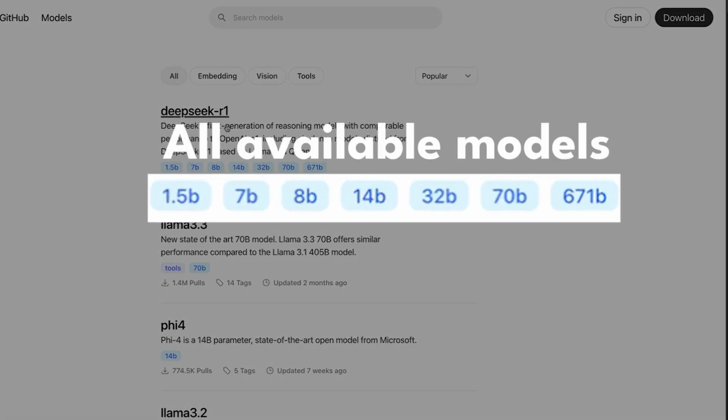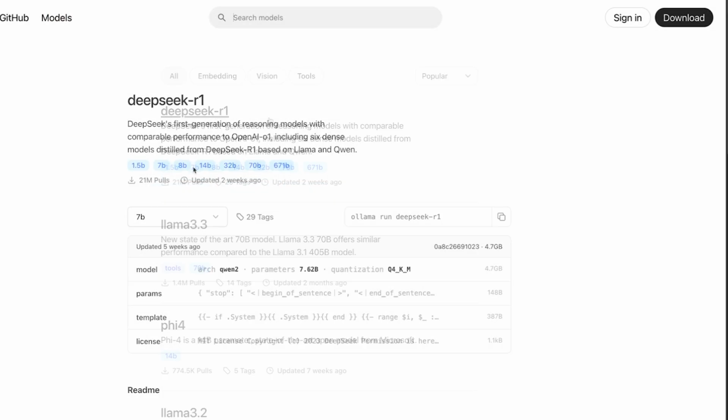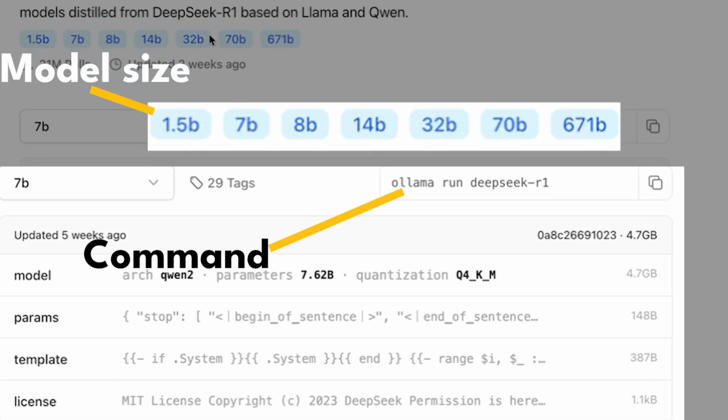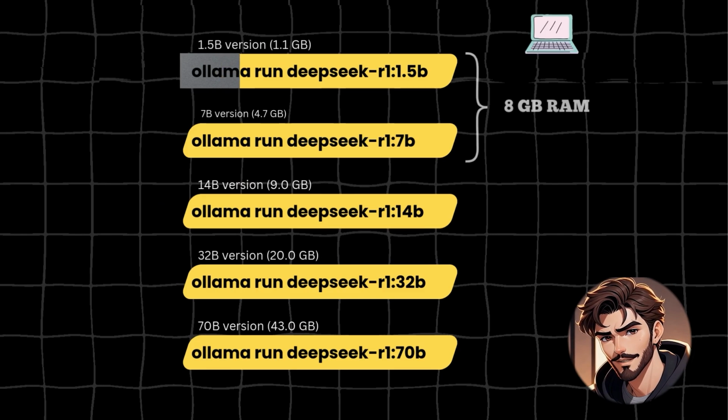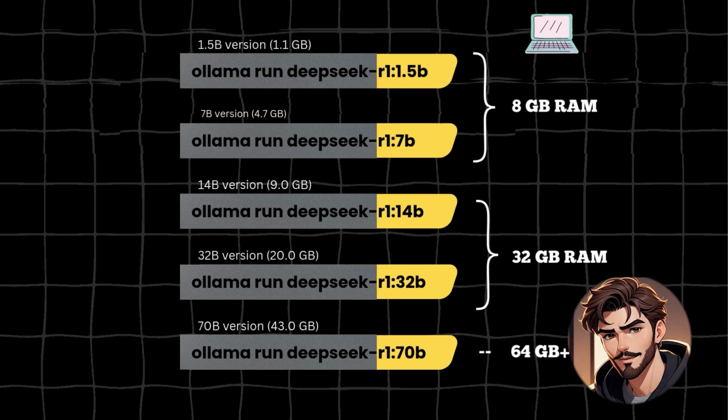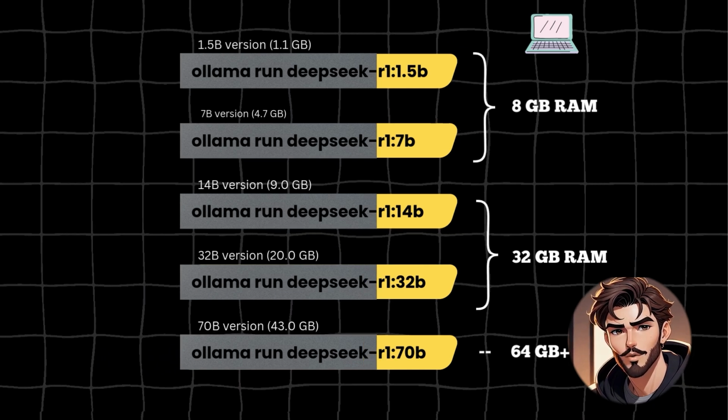Here, you'll see all the available DeepSeek R1 models. Each listing shows the model size and the command to install it. DeepSeek offers several model sizes to match your hardware capabilities. The number in each model name represents its parameter count. Higher numbers mean more powerful AI, but require better hardware.